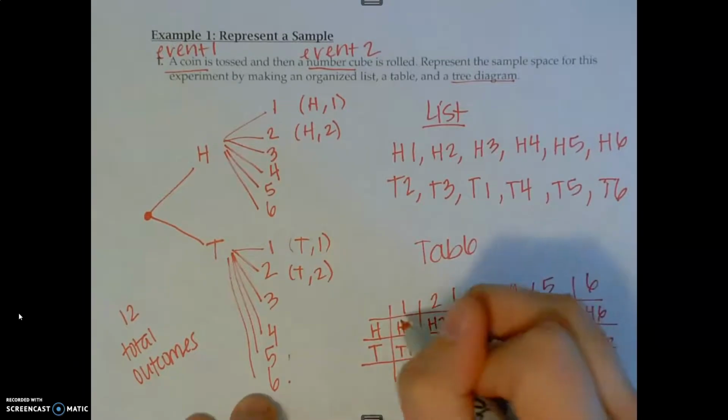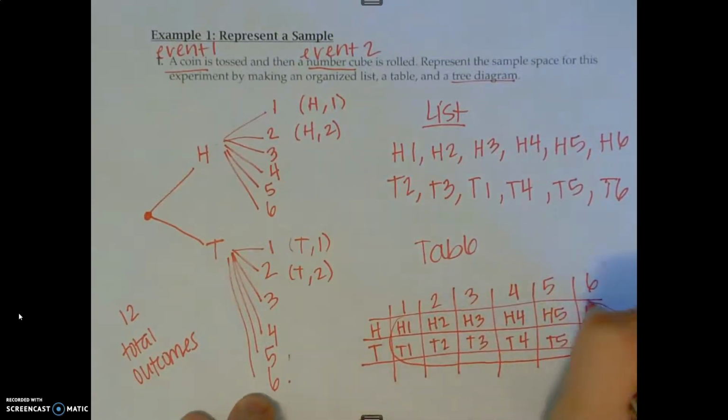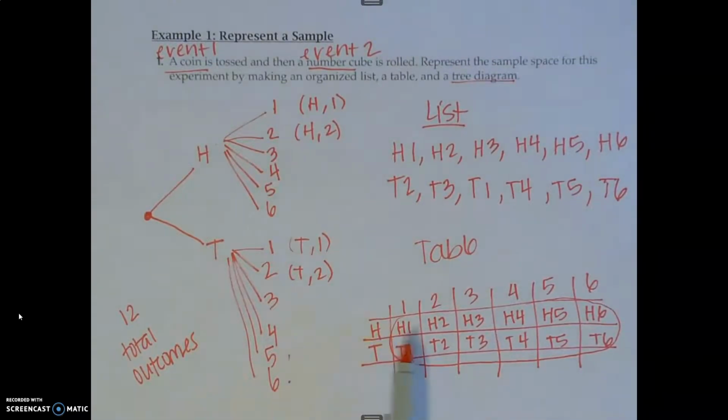Now inside of here, all of this area right here, that's our actual sample space. Our sample space would be heads and 1, heads and 2, heads and 3, etc. for all of the different options. And again, if you look, you still have your 12 total outcomes.